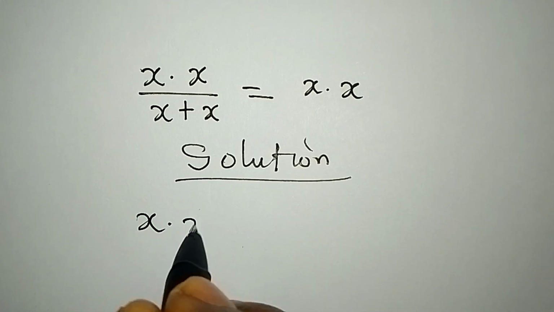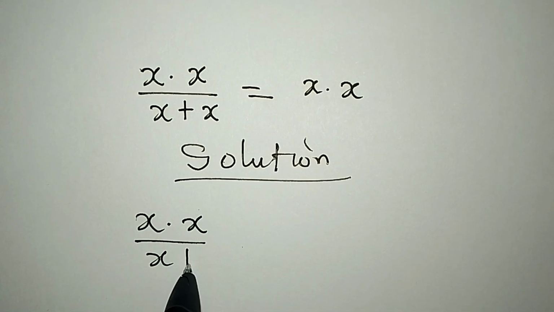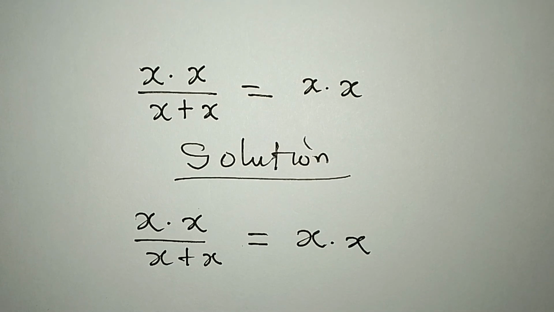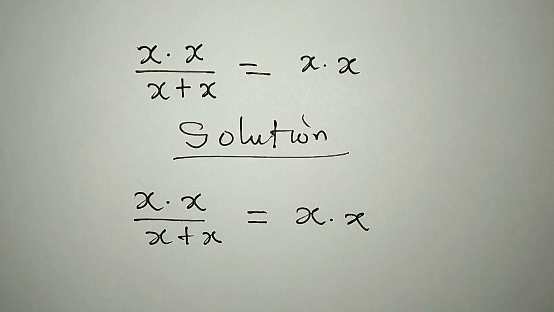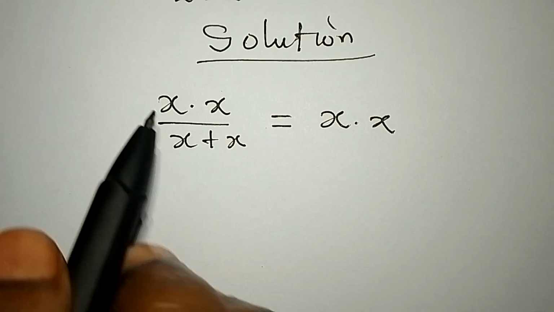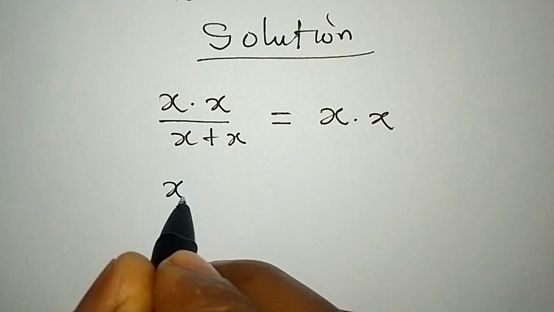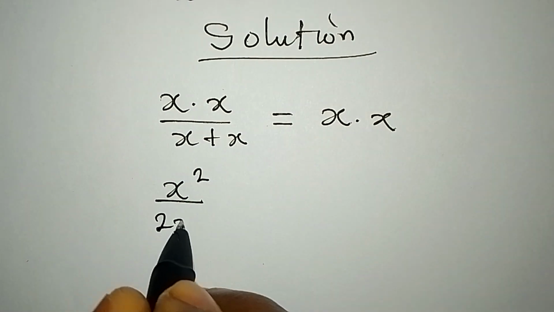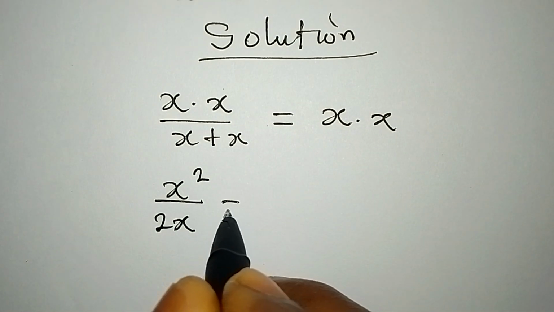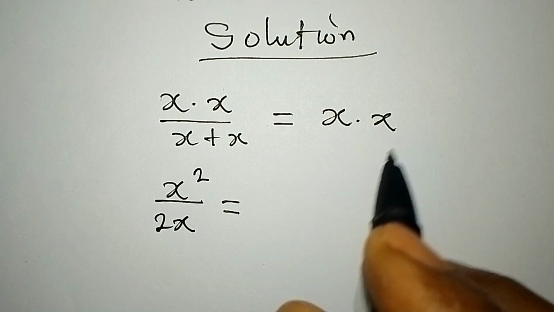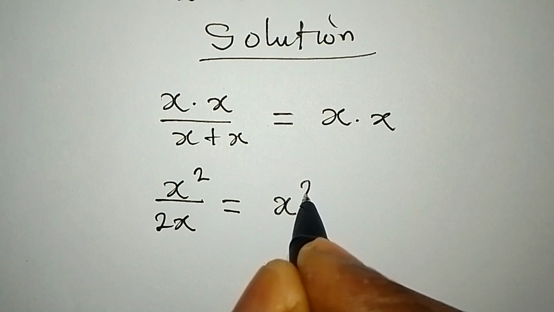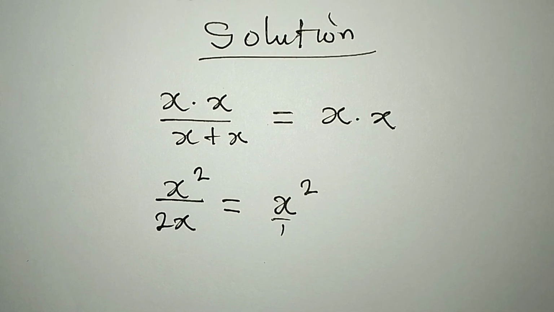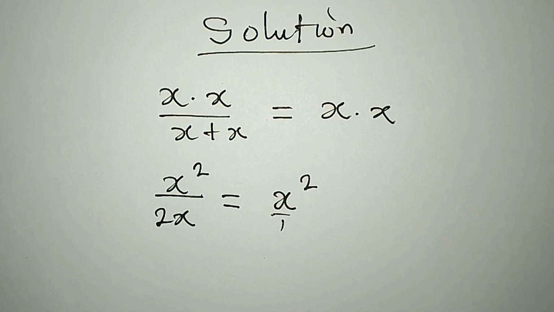We have x multiplied by x over x plus x equal to x multiplied by x. Now what should we do? x multiplied by x is giving us x squared. This is over x plus x, which will give 2x. And then this will be equal to x times x, and it's giving us x squared as well. And you should know that this is over 1, so we can cross multiply.